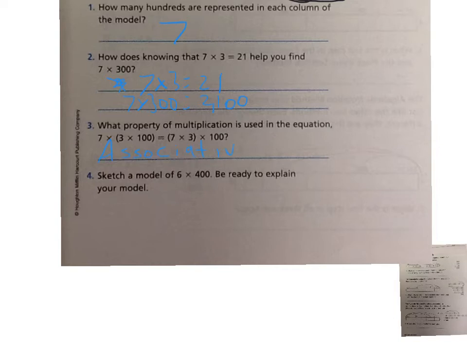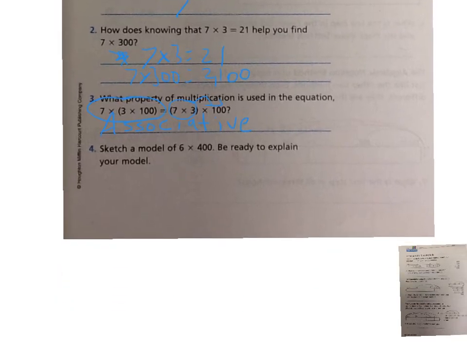The associative property, that's when you take the 7 times 3 times 100, and you put together the non-tens or the non-hundreds or non-thousands, and you put those together to make 7 times 3, and then you multiply it by 100. So if you were to sketch a model of 6 times 400, how would it look? I want everyone to sketch their own model of 6 times 400 using rectangles, and then I'll show you mine.